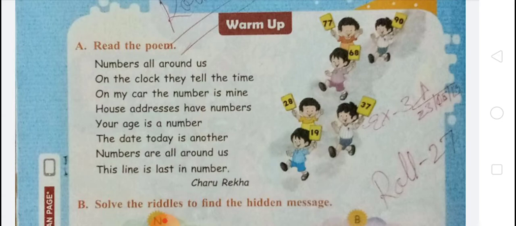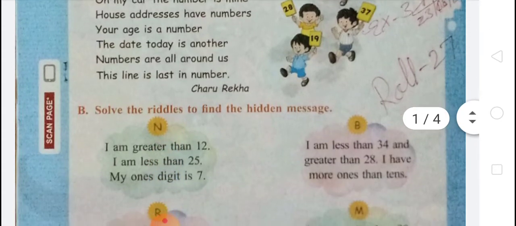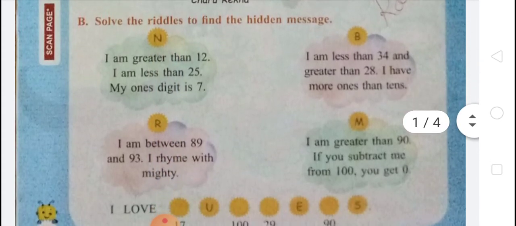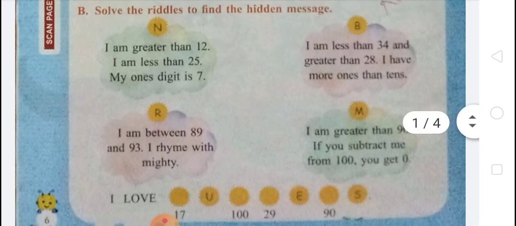Now come on, solve the riddles to find a hidden message. First riddle: I am greater than 12. I am less than 25. My ones digit is 7.